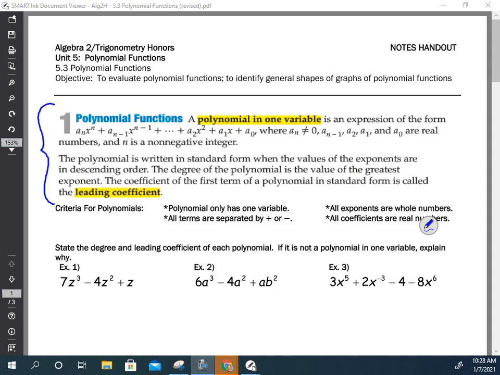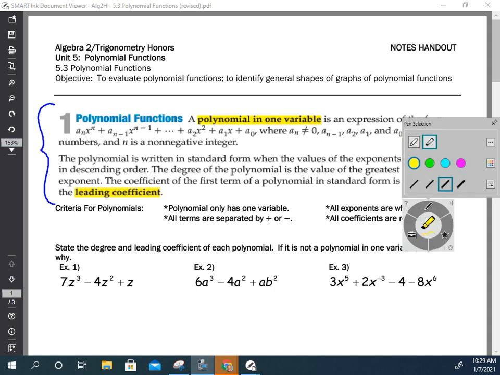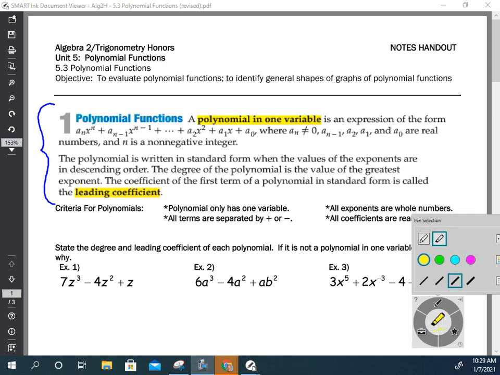A lot of the stuff that I just put the brace behind is just the general definition. So let me simplify it and tell you what you ultimately need to know from it. A polynomial can only have one variable. It's only allowed to have one variable. So if it has more than one variable, it's not a polynomial.